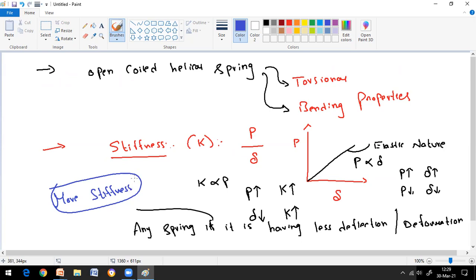Okay, so that's how those members will have less deflection. When there is less deflection, those springs are considered to have more stiffness. That is how we have to understand the concept of stiffness in springs.